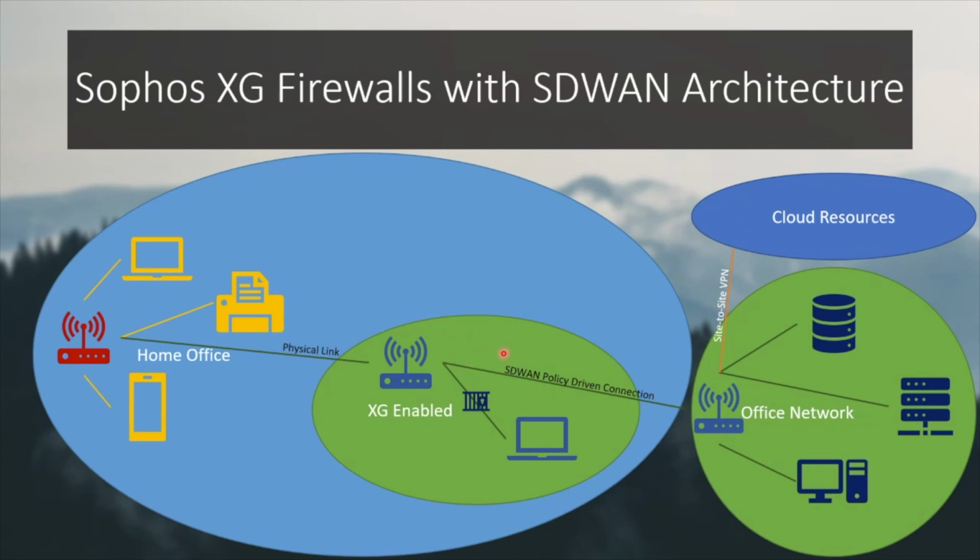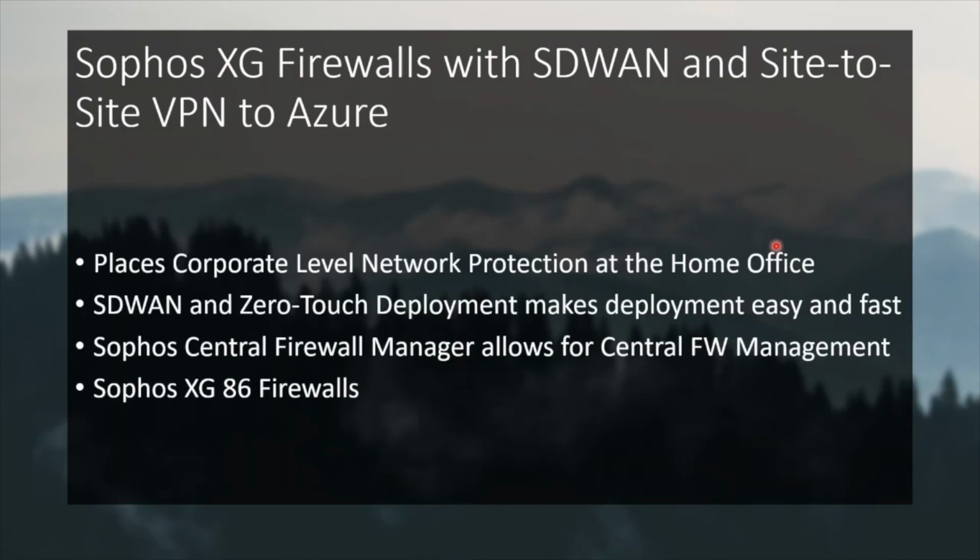Let's say instead of SD-WAN, you want to have the ability to set up site-to-site VPNs. It's more work, it's more manual labor, but you have the ability to create the site-to-site VPN from your XG-enabled bubble at home to your office network or into Azure itself. So, a very high-level discussion on the capabilities of this mechanism, and hopefully that's very interesting and thought-provoking for you.